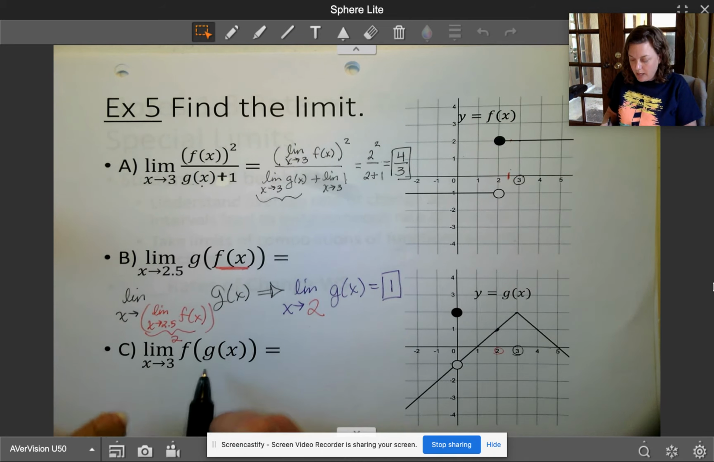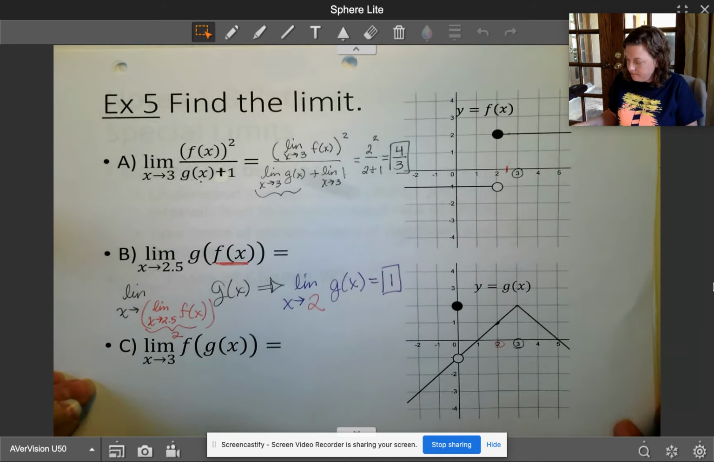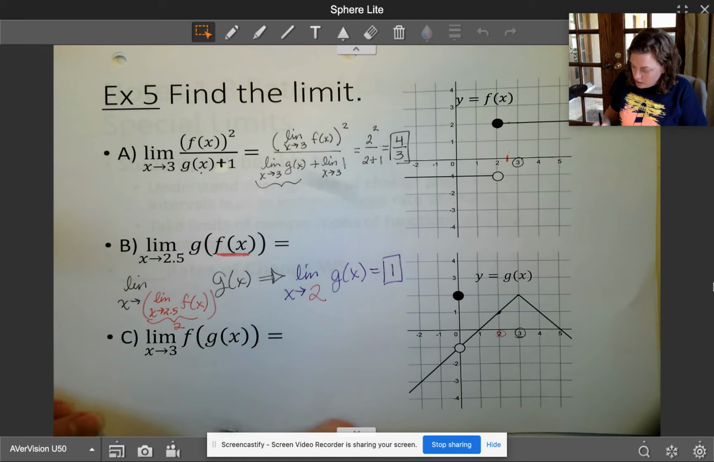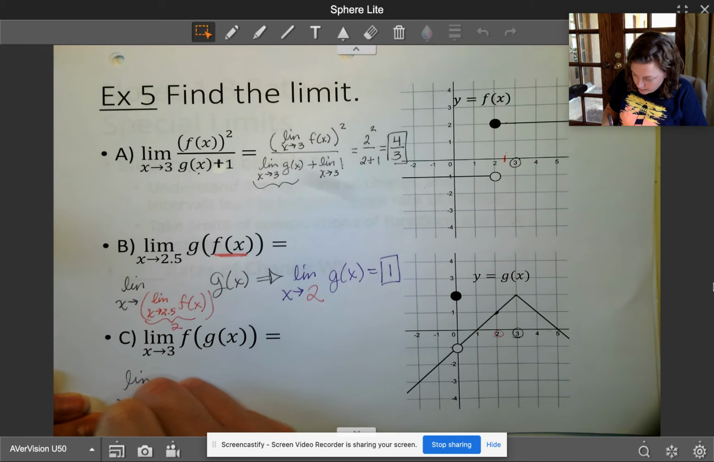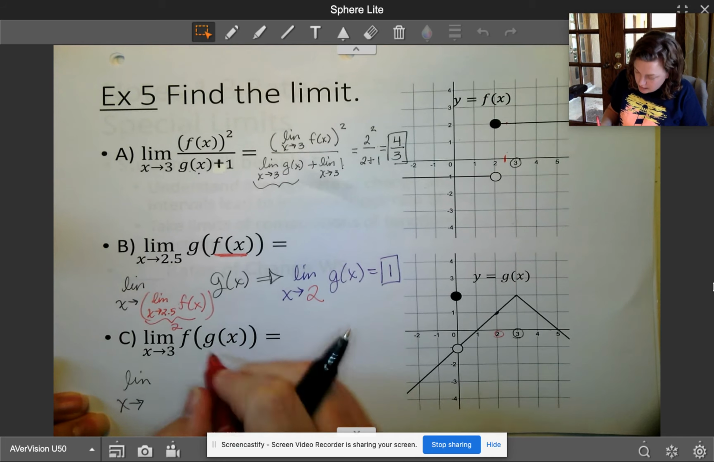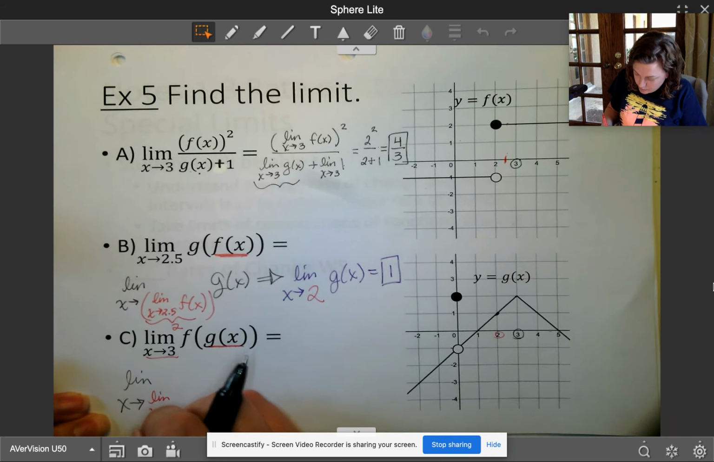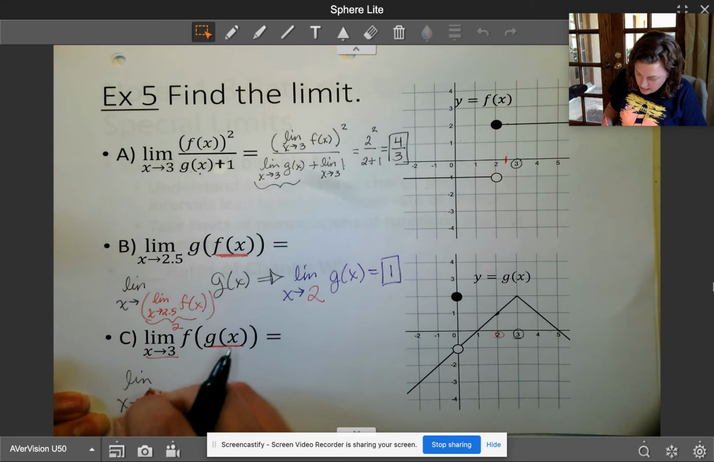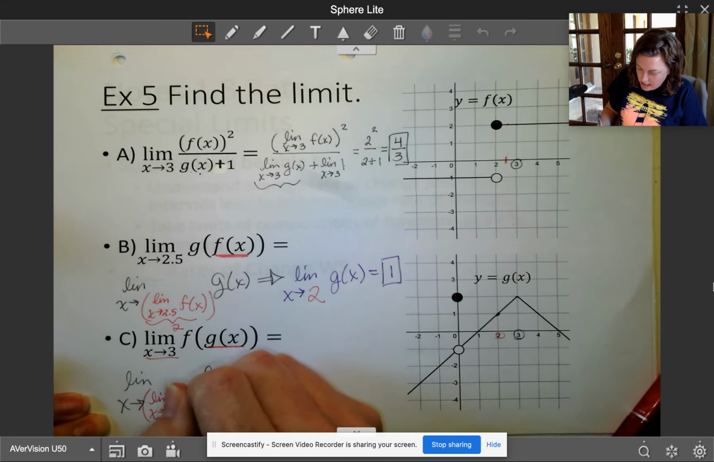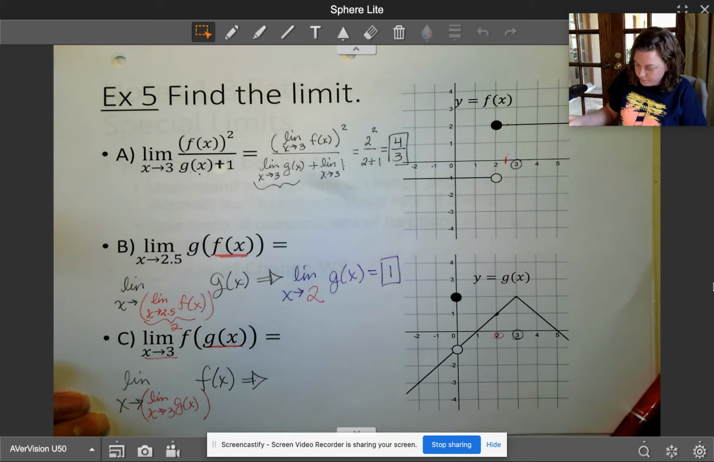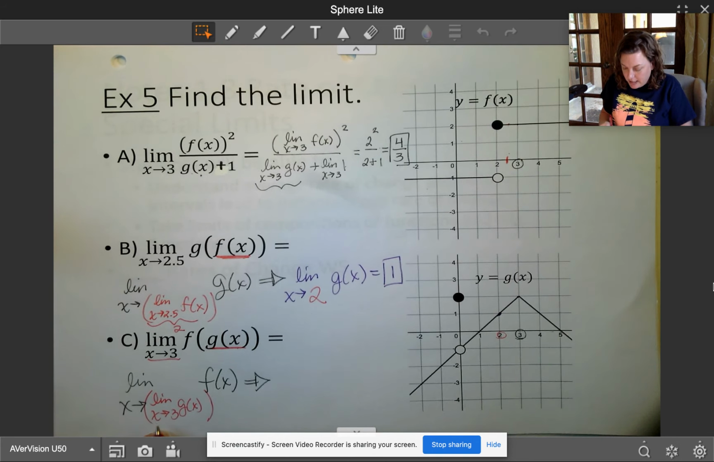Last one, again, we have another inside-outside function, composition. So I'm going to start with rewriting this. First, I need to look at my limit of the inside function. Limit as x approaches 3 of g of x. That's where I'm going to start, and then I'll worry about my outer function. All right, so my limit as x approaches 3 of g of x.